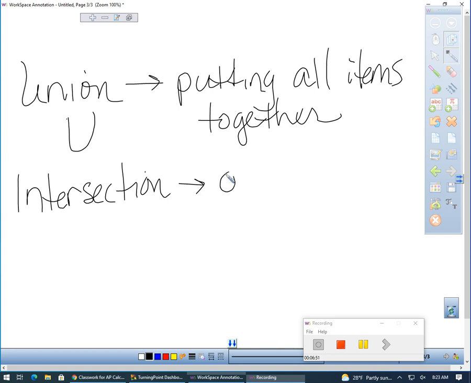Intersection is the overlapping items. And the notation for an intersection is an upside down U. Well, it's not really an N. It's a U that's flipped over, because you don't make it an N. It's an upside down horseshoe. I don't know, how do you want to think about it? It's an N. Okay. All right.